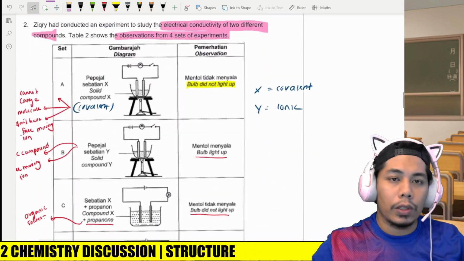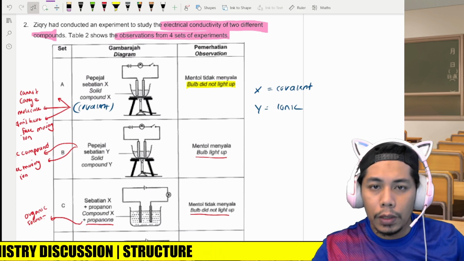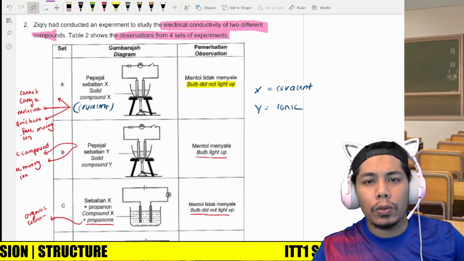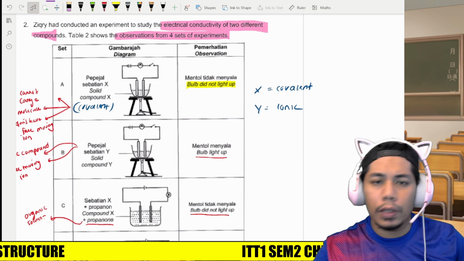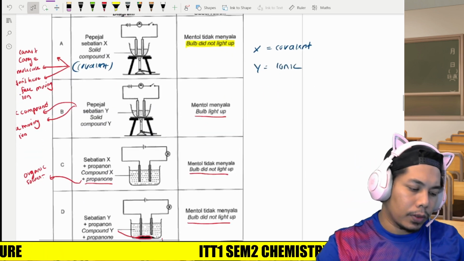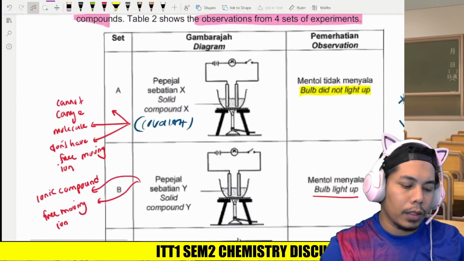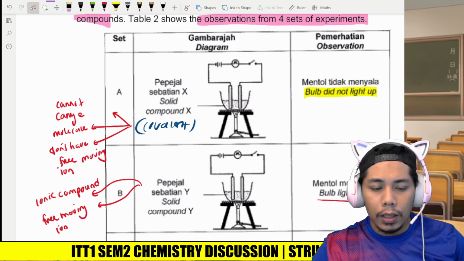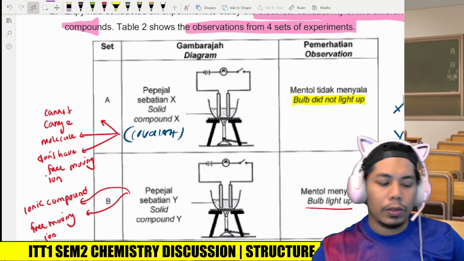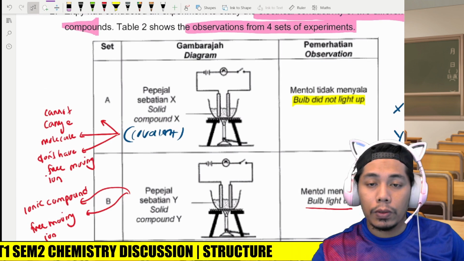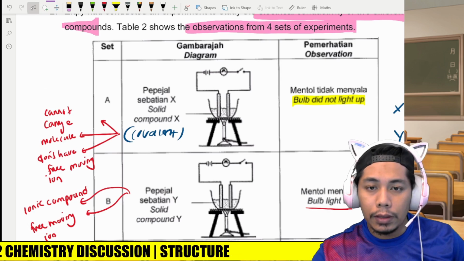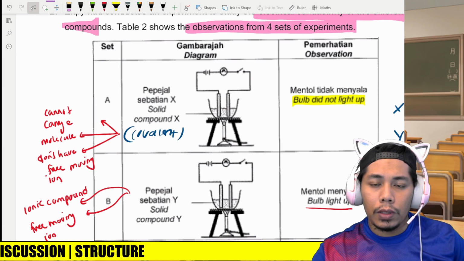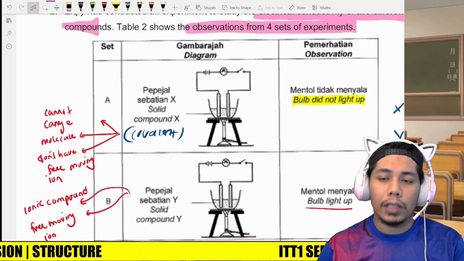Question number 2. Zikri conducted an experiment to study the electrical conductivity of 2 different compounds. Table 2 shows the observations from 4 sets of experiments. The first set uses compound X as the electrolyte. As we see from the diagram, after heating with the Bunsen burner, the bulb did not light up. In a molten state, it still cannot carry electricity.